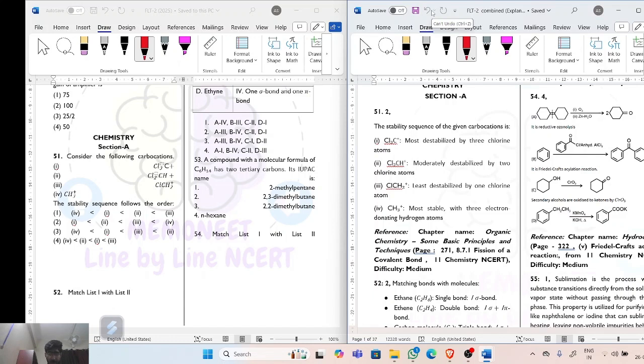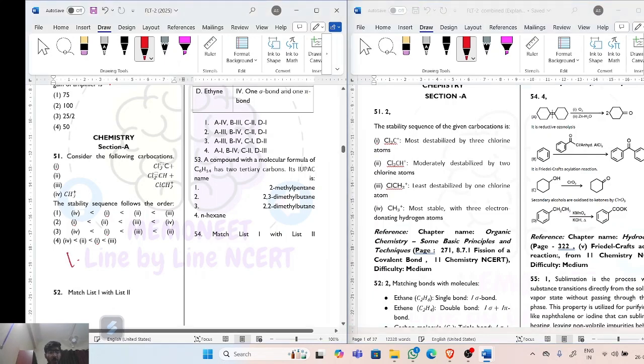So let's start. Question number 51. We are given the carbocations and we have to find the stability of the carbocation. First of all, we know the stability of carbocation depends on the degree of the carbocation. 3 degree is more stable than 2 degree, followed by 1 degree.